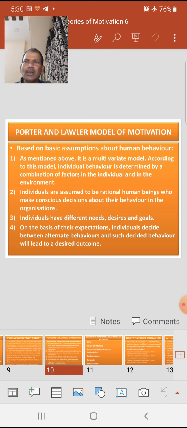The model is based on four basic assumptions about human behavior. That is, it is a multivariate model.